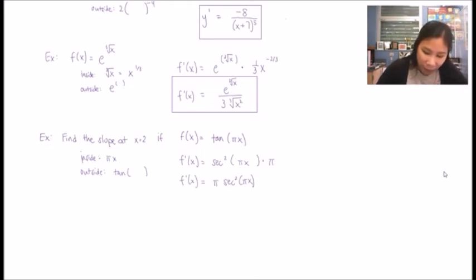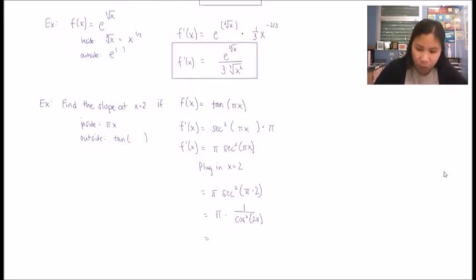Okay, so now that we have that, we just need to find the slope by plugging in x equals 2. So pi times the secant squared of pi times 2. Okay, well, secant squared is really just 1 over cosine squared. Cosine squared, and 2 times pi is 2 pi. So cosine of 2 pi is 1, because 2 pi is really just 0. So cosine of 0 is just 1. Which will just leave me with a slope of pi.